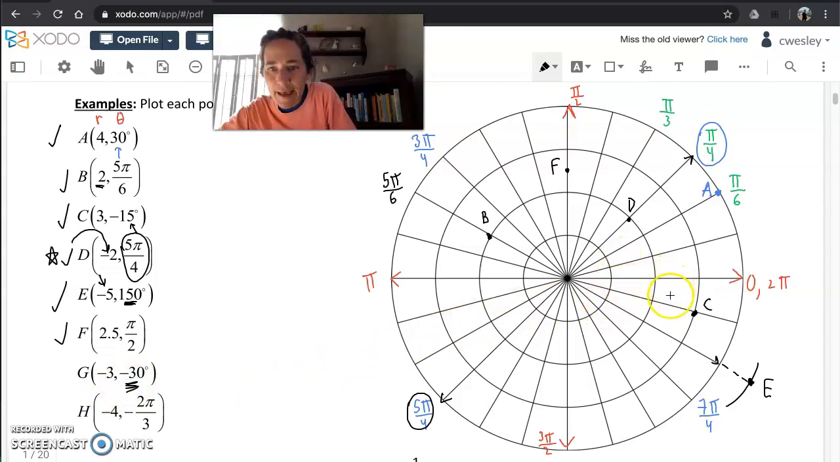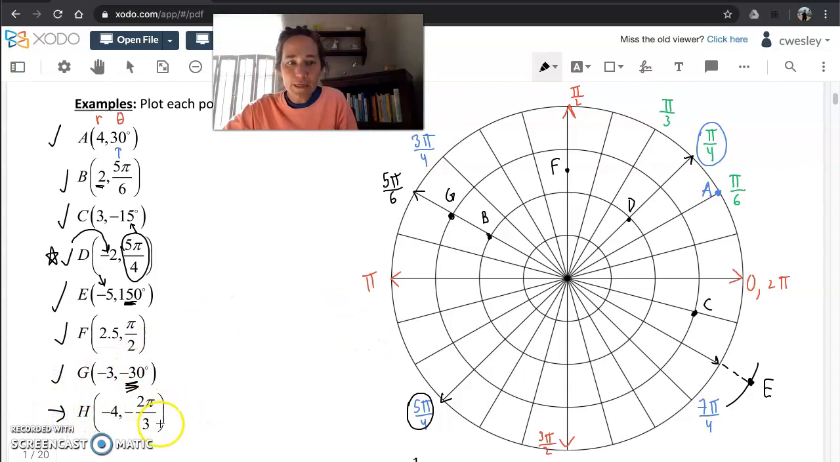So I'm going negative 30, so 330. I'm on this line here. And then you're coming out a negative amount of rings. So we'll go to the other side, flip-flop to 5 pi over 6, and we'll come out 1, 2, 3 circles. G should be over in quadrant 3. Pretty cool. And the last but not least is H.